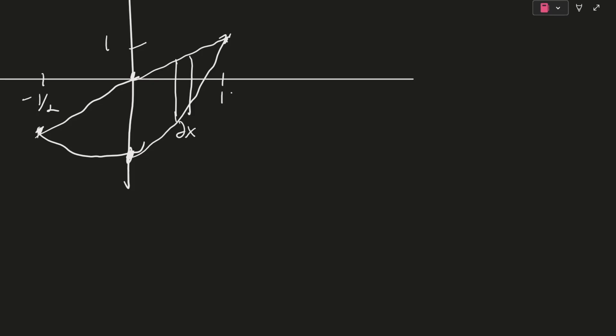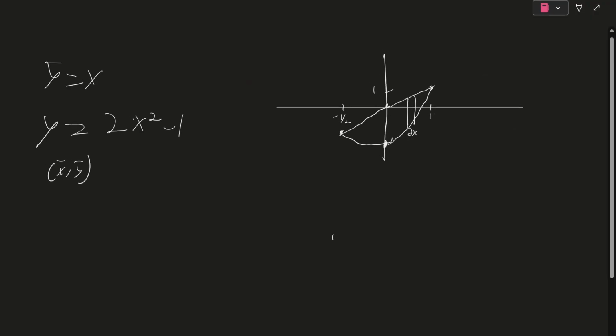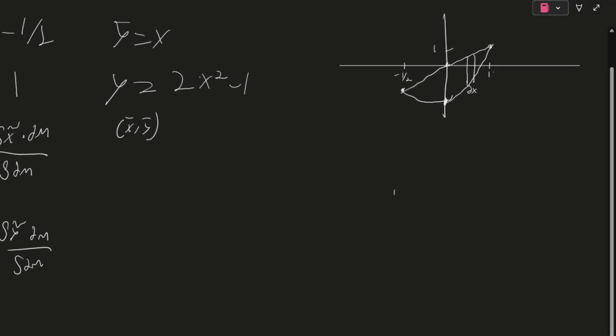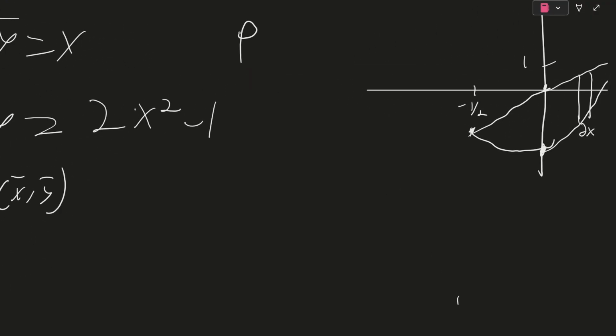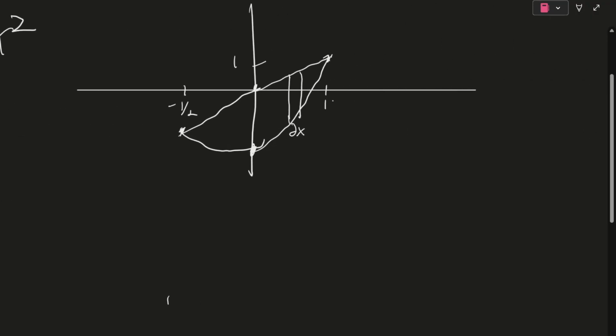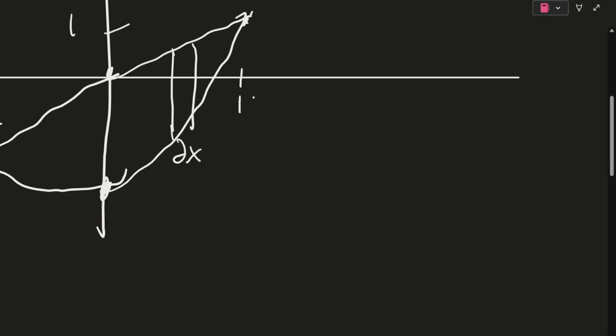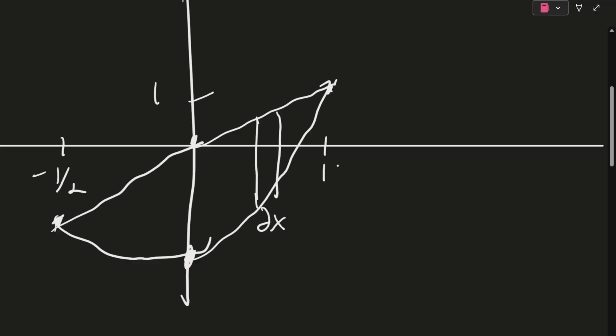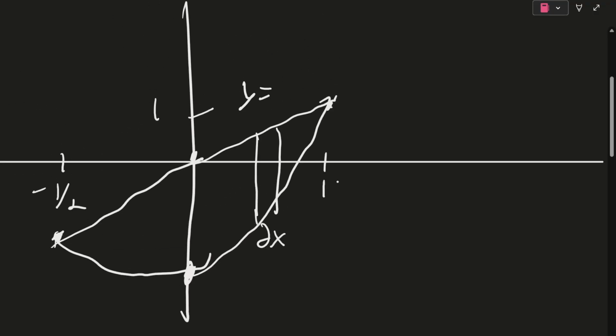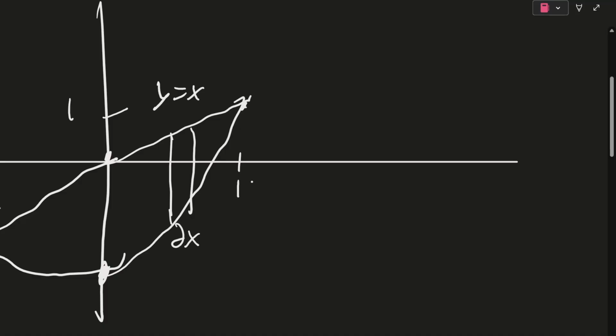And, alright, I'm sorry, I did forget one very important part of the problem. It's going to be rho is equal to x squared, or density is equal to x squared. So, first of all, we have our top function y equals x, and our bottom function 2x squared minus 1.